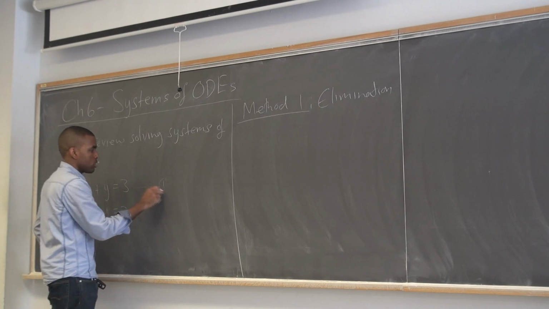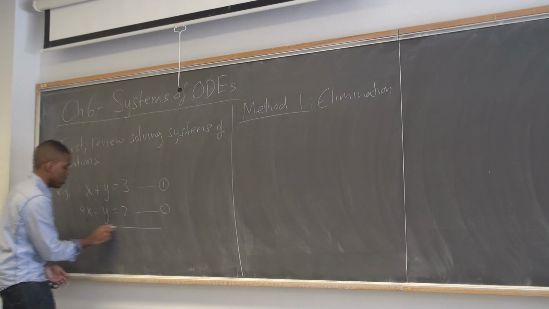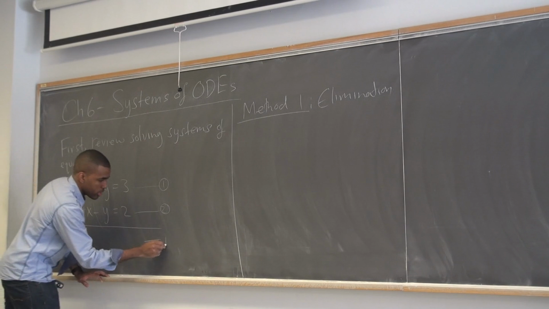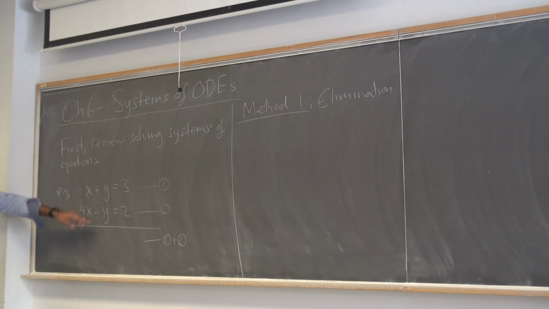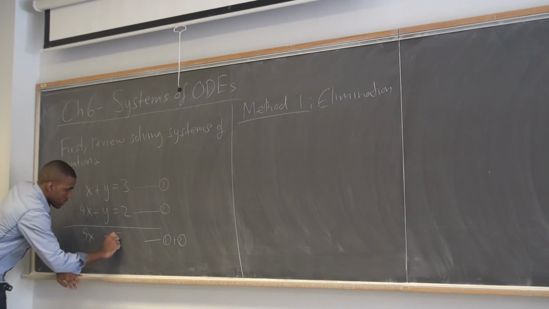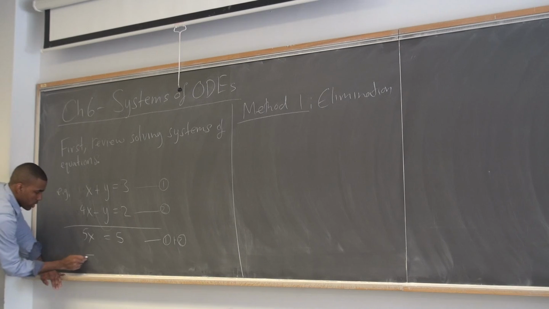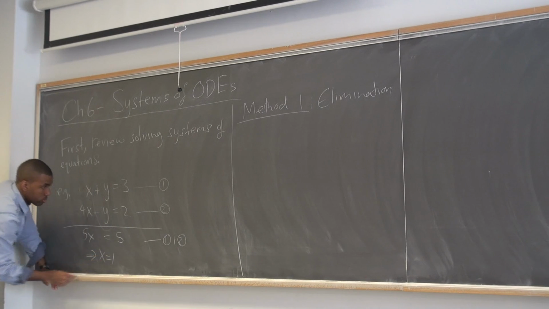So here, this is equation 1, that's equation 2. What we are going to do here is take equation 1 plus 2, because I realize that will actually eliminate the y. So I add these guys. So x plus 4x gives me 5x. Plus y minus y gives me no y. 3 plus 2 gives me 5. And so here I can get that x equals 1.